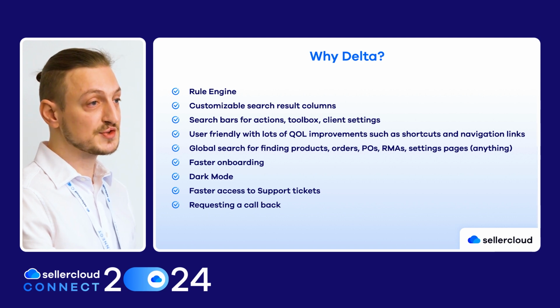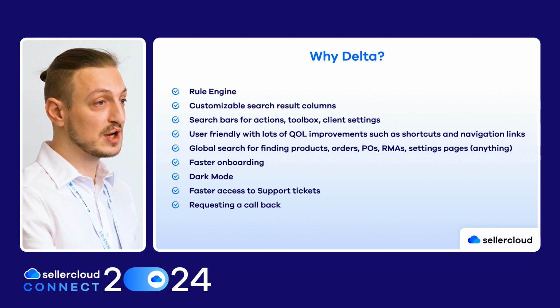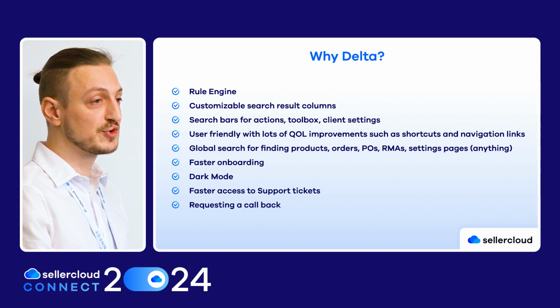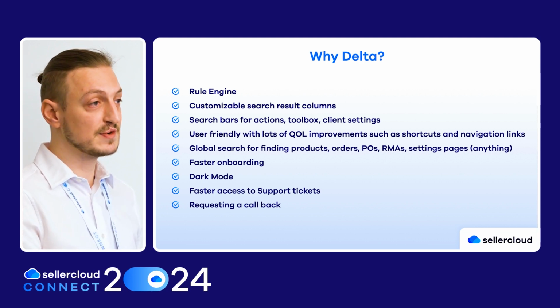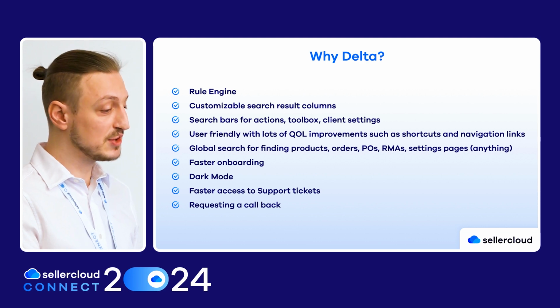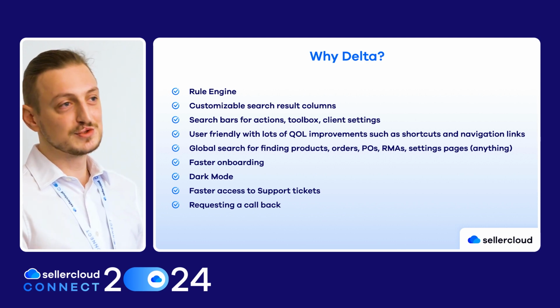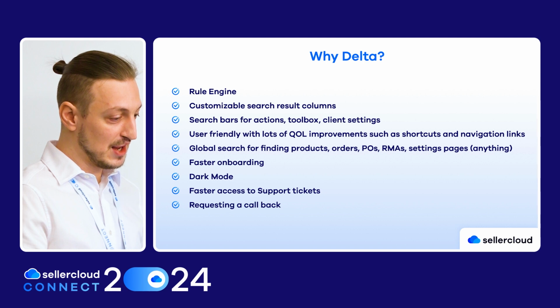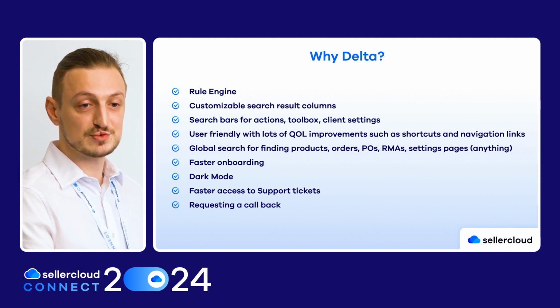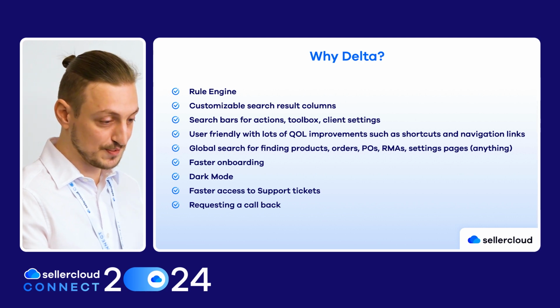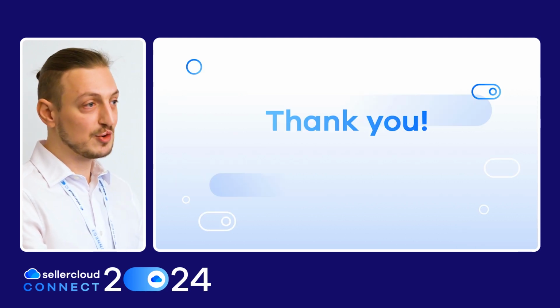It helps with faster onboarding because I'm from the implementations team originally. It takes a lot less time for someone to get into Delta compared to Alpha because the UI is more streamlined. It has a dark mode, personal favorite, and faster access to support tickets, and you can request callbacks without even having to go to the support portal. So I hope I managed to convince the Alpha users to give Delta a try, and for the Delta users, I hope you learned something new today.